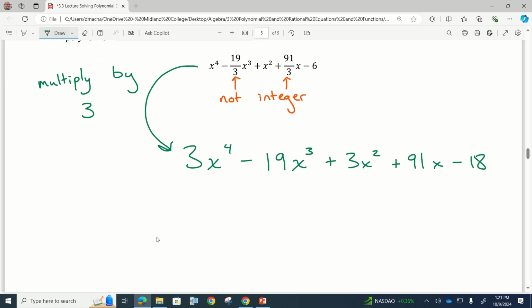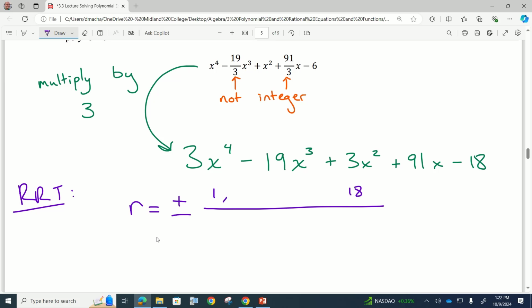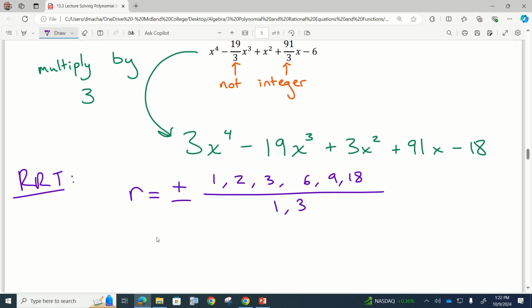Now, when I try to use the rational root theorem, I need to make a list where I have plus or minus the factors of 18, which are 1 times 18 and 2 times 9 and 3 times 6. Divided by the factors of 3, which are 1 times 3. So I might have a lot of possibilities here. I've got 6 choices in the numerator, 2 choices in the denominator, 2 choices of plus or minus sign. So I might have like 24 possibilities.